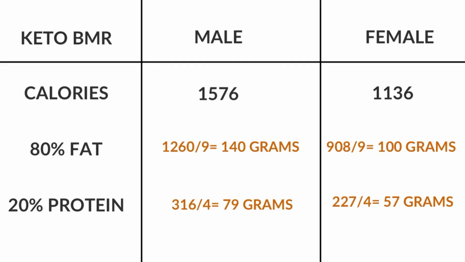Now when we try to divide these calories into absolute grams, we'll divide fats by 9 and we'll divide protein by 4. So the basic calculation of fats and protein and converting it for a male body would be 140 grams of fat and 79 grams of protein. For a female, it will be 100 grams of fat and 57 grams of protein.